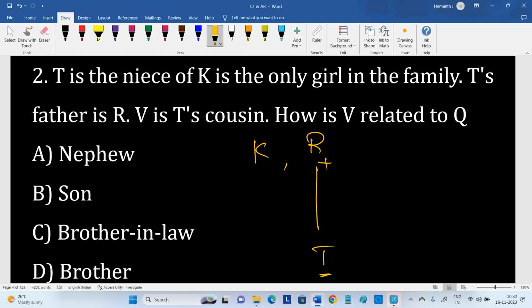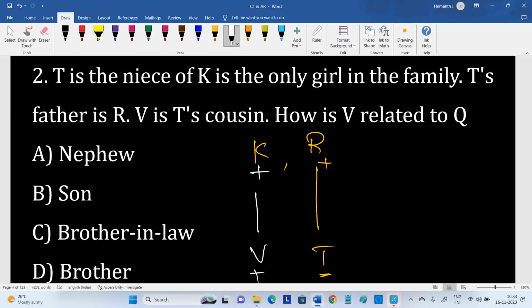V is T's cousin. Cousin means your uncle's or your aunt's children. They mention only one girl in the family, that is T. Remaining all people are male. I am taking K as a male person because they said the only girl in the family is T. Now V is T's cousin, so V is T's uncle's or aunt's child. K is uncle for T, and K's child is V. And V must be male. Why? Only one girl, so the rest must be male.